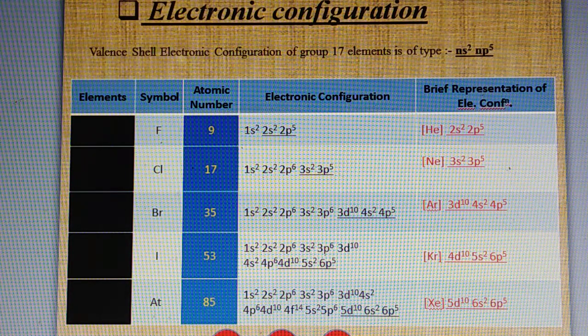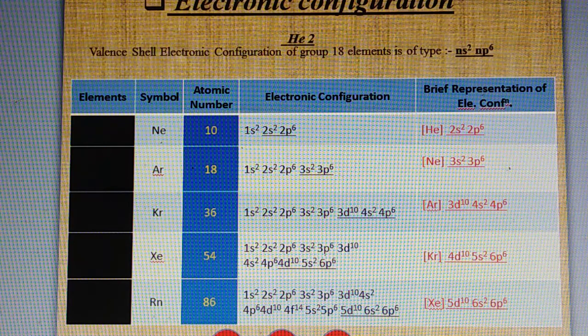Continue with group 18 electronic configuration. The first element is helium, atomic number 2. Its configuration is 1s2. The remaining elements of group 18 are neon, atomic number 10, configuration helium 2s2, 2p6. Then argon, atomic number 18, configuration neon 3s2, 3p6. Krypton, atomic number 36, brief representation argon 3d10, 4s2, 4p6.